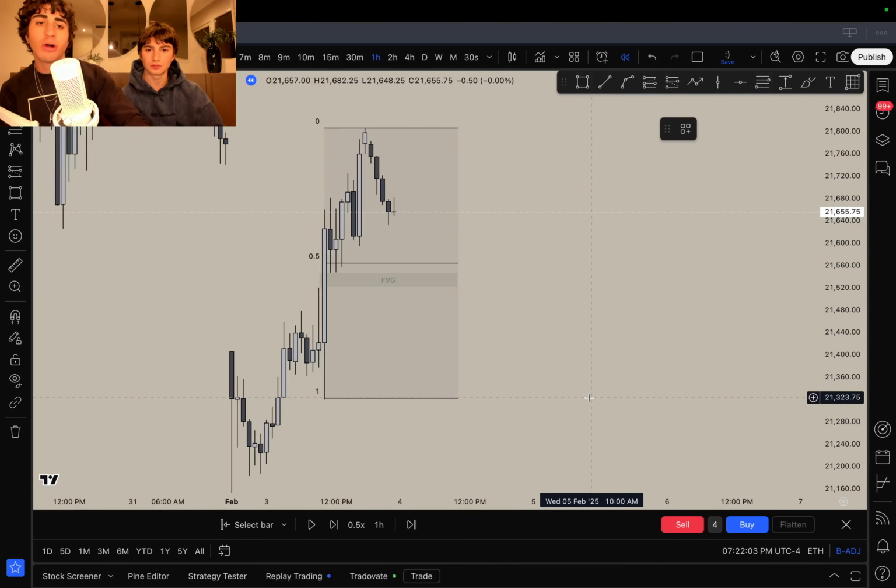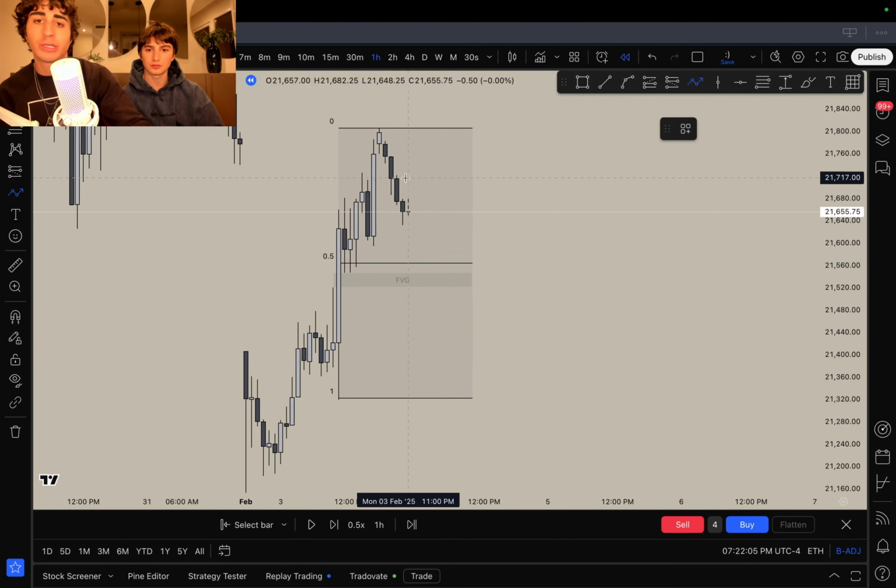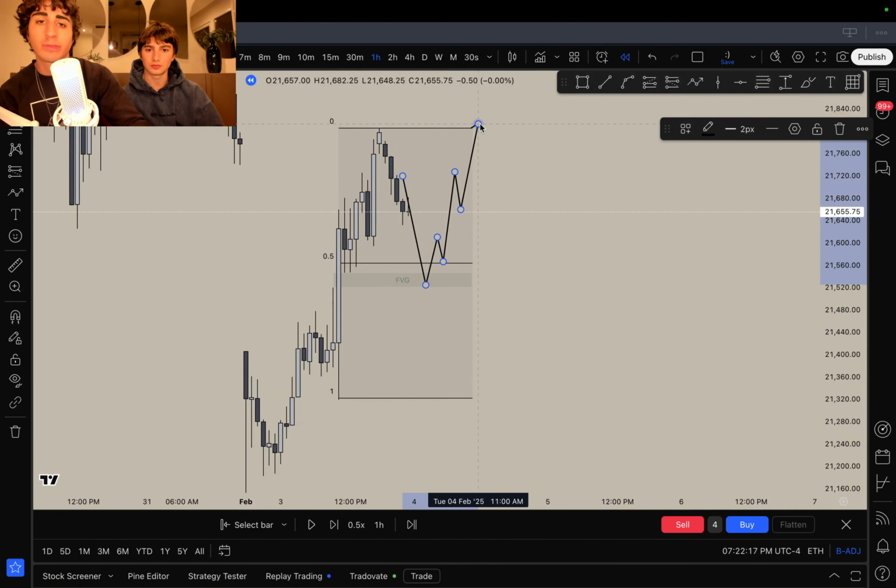So for me to be taking longs, what I want to see is for price to trade back into this bullish fair value gap, get some reaction out of that, maybe form that lower time frame confirmation, and then we can get some longs out of there to target this buy side liquidity.